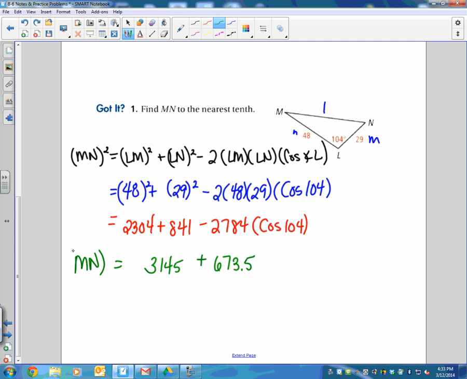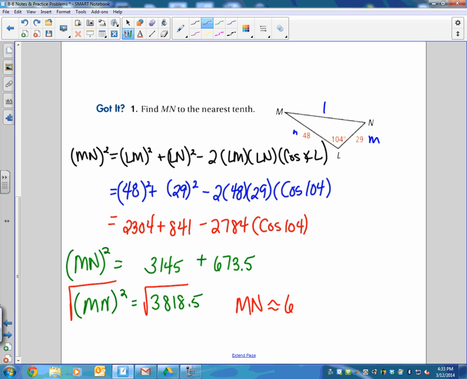And again, all of these still equaling mn squared, right? So together mn squared equals, looks like 3818.5. Go back and take the square root of both of those, and mn is going to be about equal to 61, let's see, 61.794, so we'll probably say that's about 61.8. Okay.